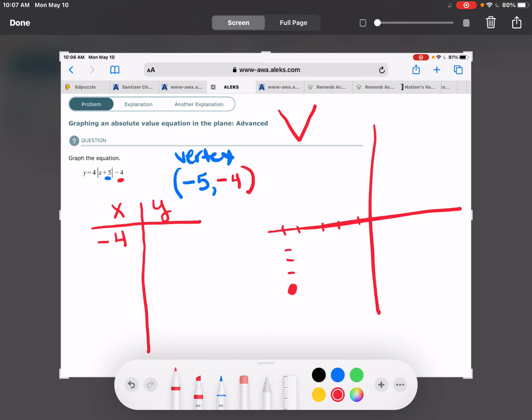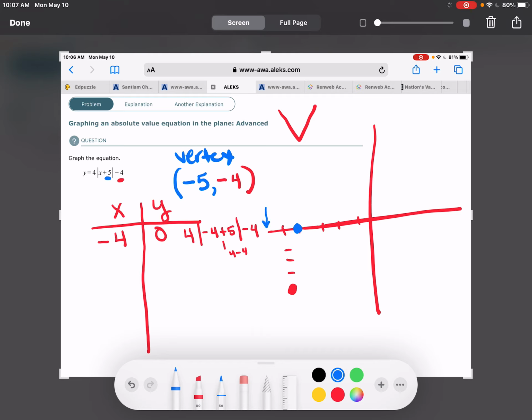If I plug in the -4 here, what I'm going to get is 4 times the absolute value of -4 plus 5, minus 4. -4 plus 5 in the absolute value signs here is a 1. So we have 4 times 1, which is 4, minus 4, which is 0. So if I didn't make a math error here, I'm going to have a point at -4 and 0 right there.